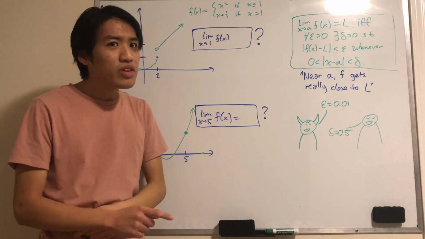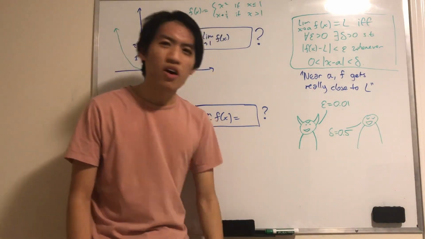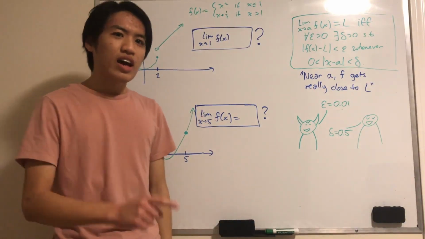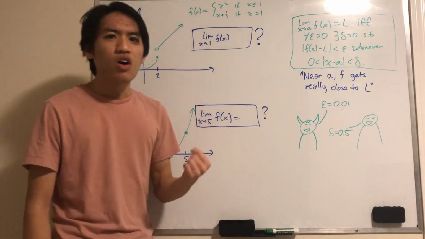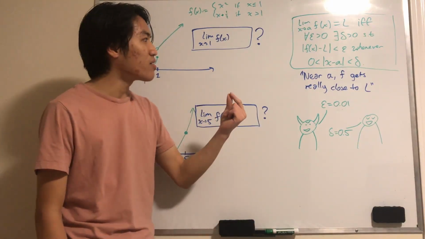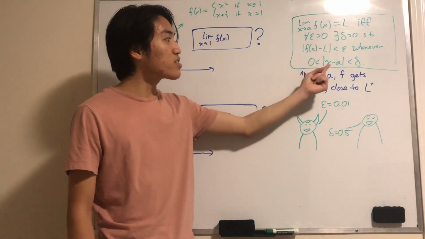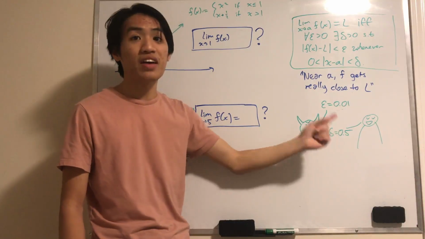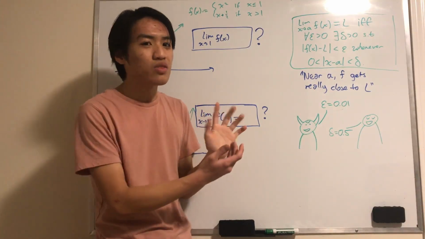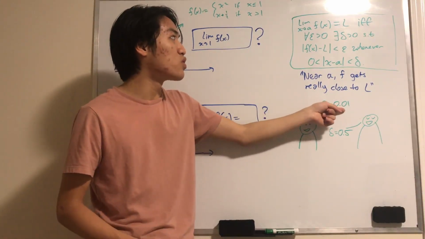Well, if the limit really does exist, I should be able to respond. I should be able to say, okay, I got an answer for you. Delta equals 0.5. I have an answer for you. All the values of x within a delta of a, or within 0.5 of a, are going to give me output values that are within 0.01 of L.